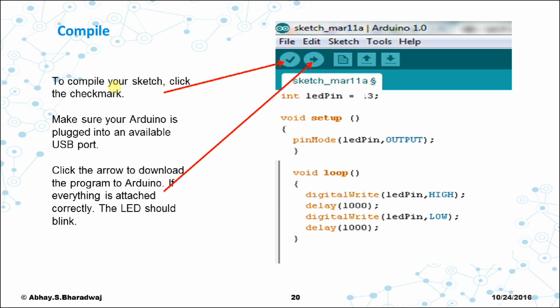So you have two options to burn the program. First is to compile, and second is to upload. After your program is ready, you can compile it by clicking on the tick button. Whenever the tick button is pressed, the program will be compiled. But in order to burn or upload the program to your Arduino, you need to press this upload button, or the right arrow button.